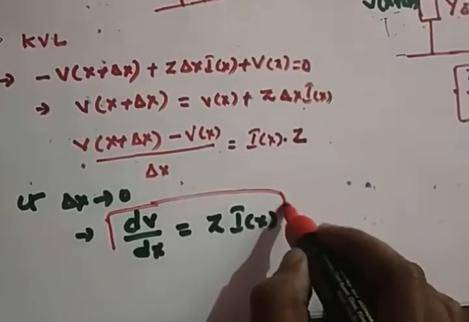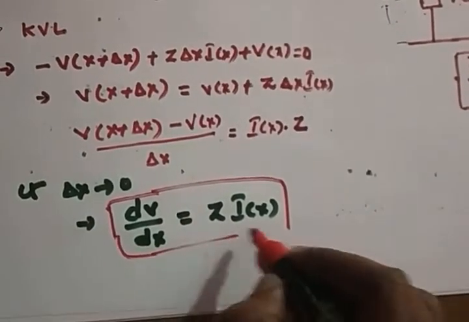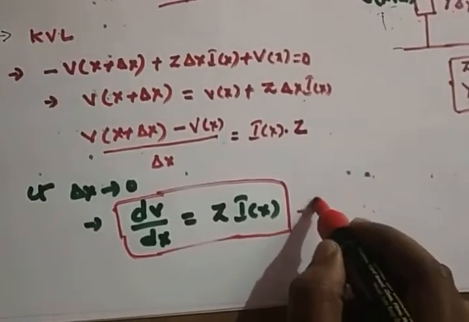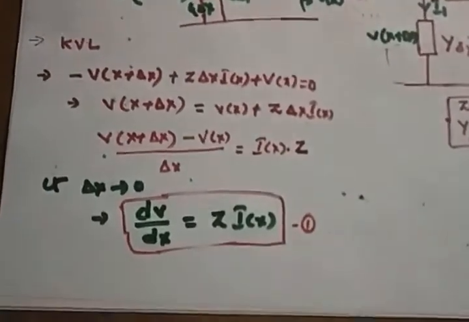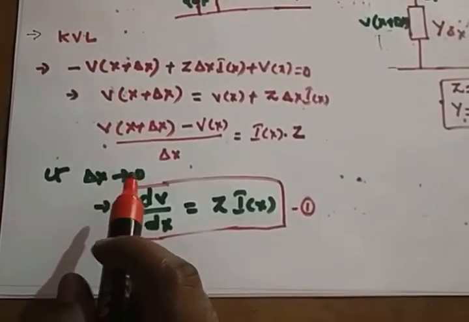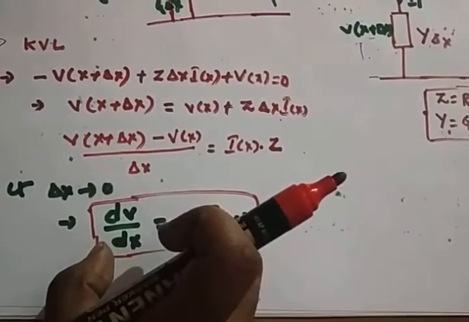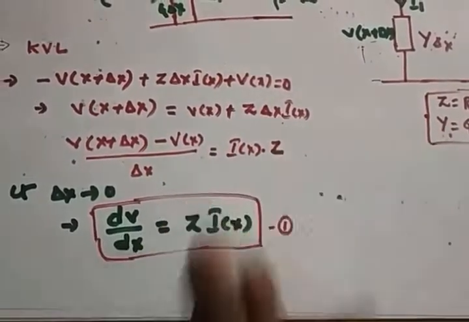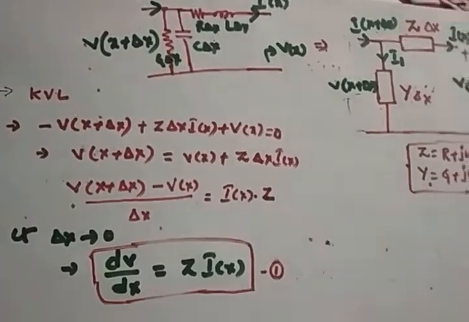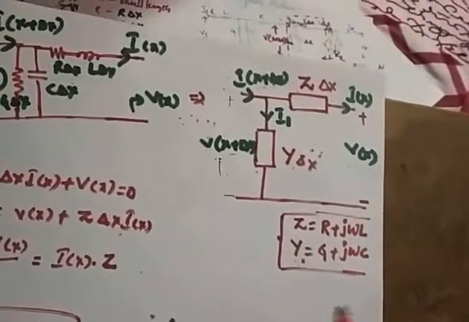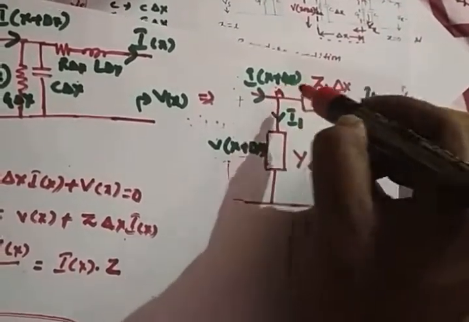This is a voltage term, the first equation. If you apply the limit del x tends to 0, it will be treated as a derivative term. So dV by dx is equal to I of x into z. Now I am applying KCL here at point A.